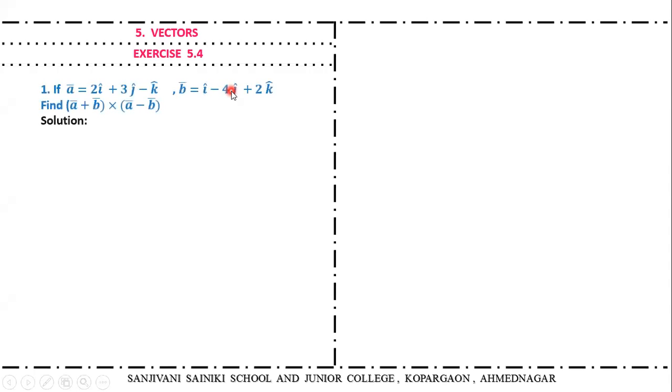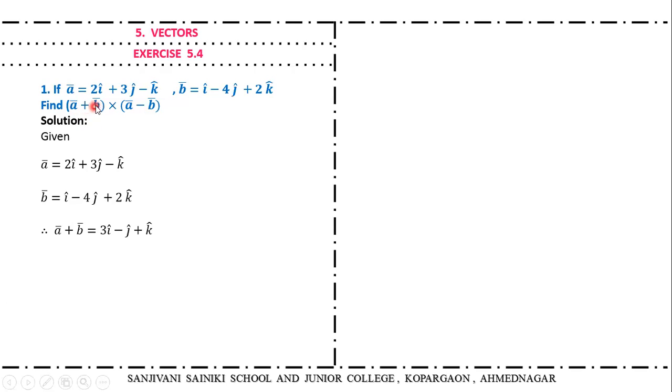So let us begin. The first example is: if a bar is equal to 2i cap plus 3j cap minus k cap, b bar is equal to i cap minus 4j cap plus 2k cap, then you have to find (a bar plus b bar) cross (a bar minus b bar). So let us write what is given. A bar is given and b bar is given. Then we will find the vectors we require to solve the example.